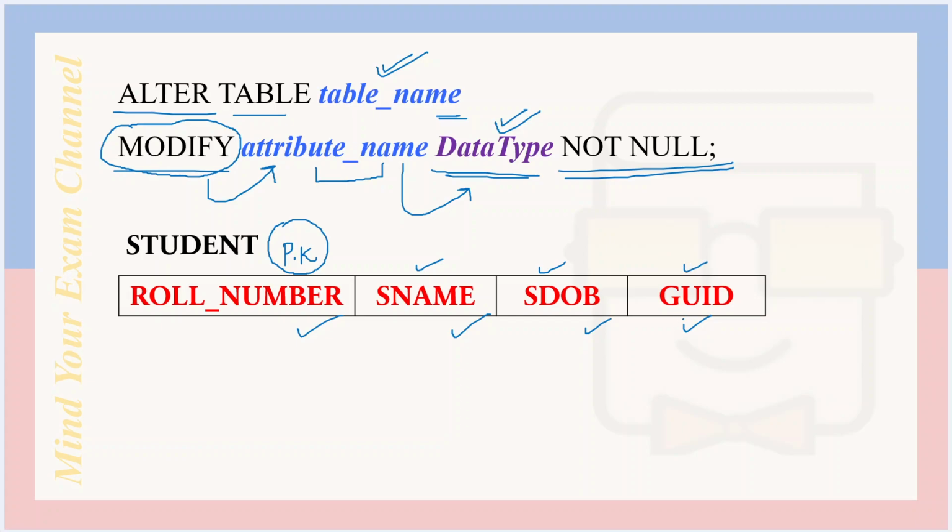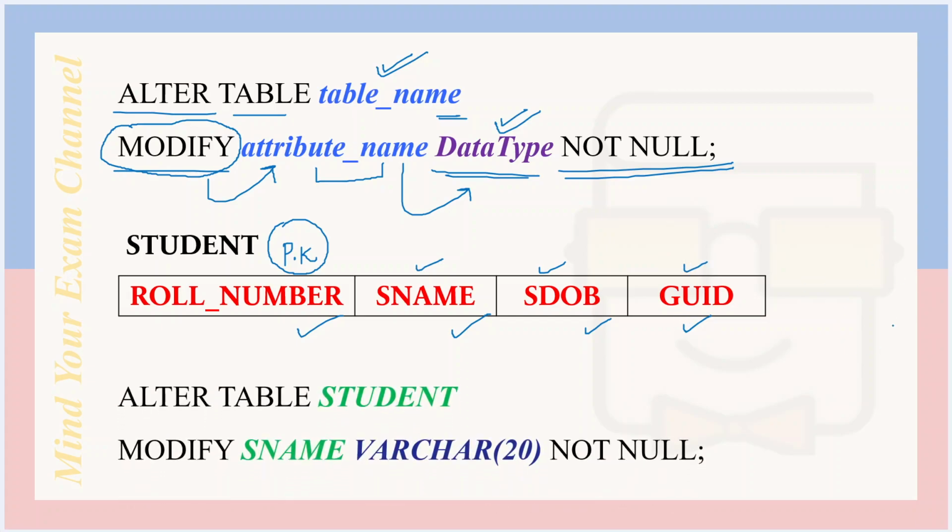Now if we want to put a restriction that the student name should also not be empty, that means the student name should also not contain any kind of null values, how will we do that? We will specify that we want to alter the table named student, and in that table we want to modify the student name attribute whose data type originally is this, and then we will specify what modification we want to make. The modification that we want to make is that now name will not contain null values.